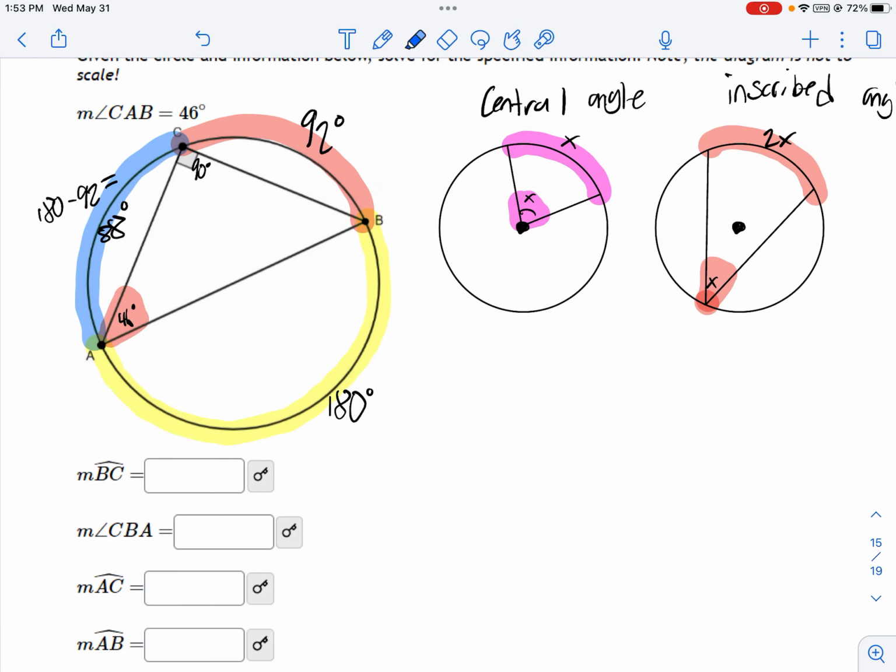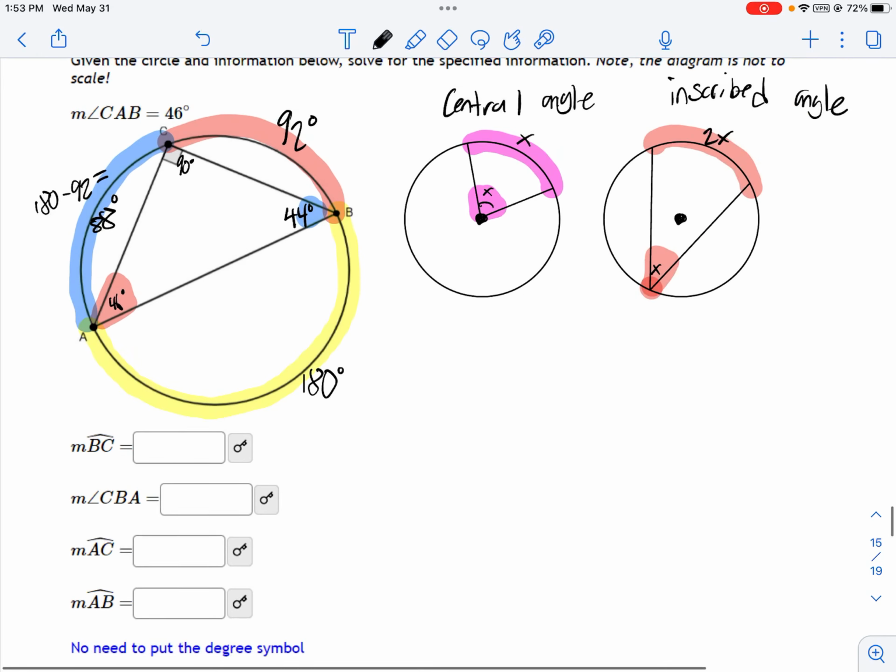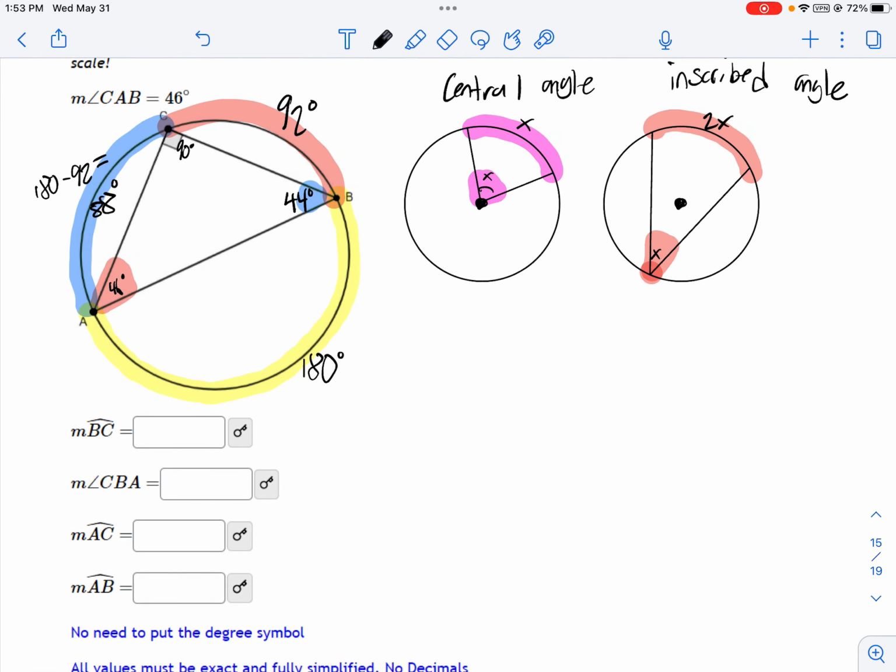Okay, and then we can find the resulting inscribed angle right there, which is going to be half of 88, in other words, 44. Another way you could have found that is you know that all angles in a triangle add up to 180 degrees, and you could have alternatively found it that way.